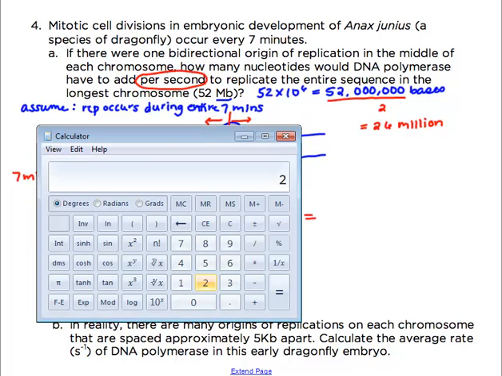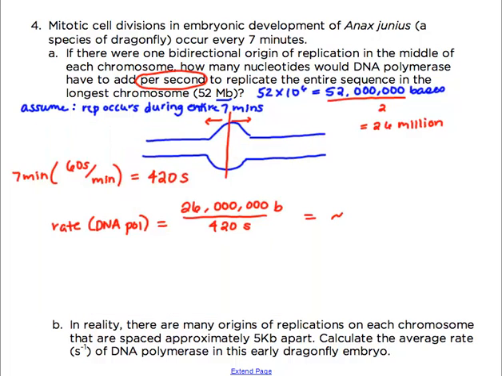So 26 million. So you get approximately 62,000 bases per second. So that means that DNA polymerase has to add 62,000 bases every second in order to replicate the entire sequence of this longest chromosome. So obviously that number is a little far-fetched. Let me write it in kilobases, so it'll be 62 kilobases per second. So that obviously is a little far-fetched, so let's look at part B.